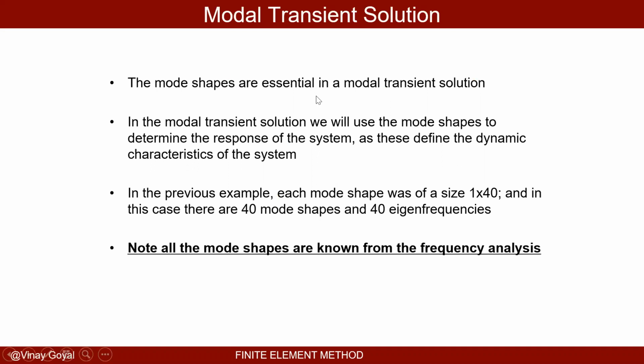In the example I showed in the previous lecture, we analyzed the beam with 20 elements, so 20 beam elements, and we had a 40 degrees of freedom system. Therefore we should expect 40 mode shapes and 40 eigenfrequencies for that beam that we studied. But not all mode shapes are known from the frequency analysis. That's something that we should be aware of.